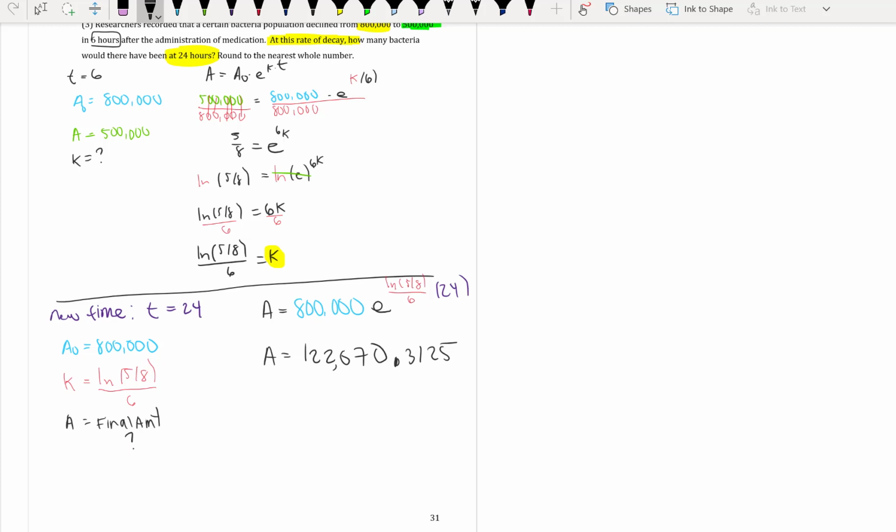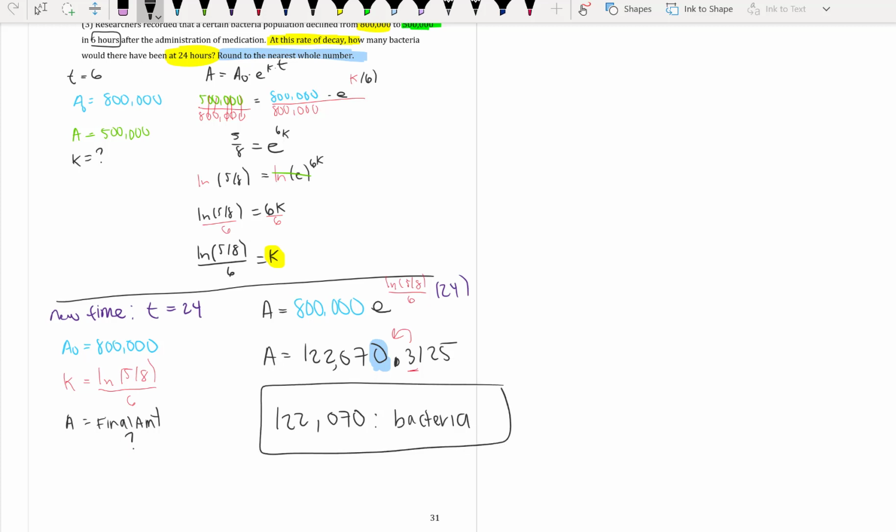122,070, and that much as my decimal. So since I'm rounding to the nearest whole number, this is my nearest whole number, so that 3 tells me to leave it alone. So I'm going to have 122,070 as the amount of bacteria after 24 hours.